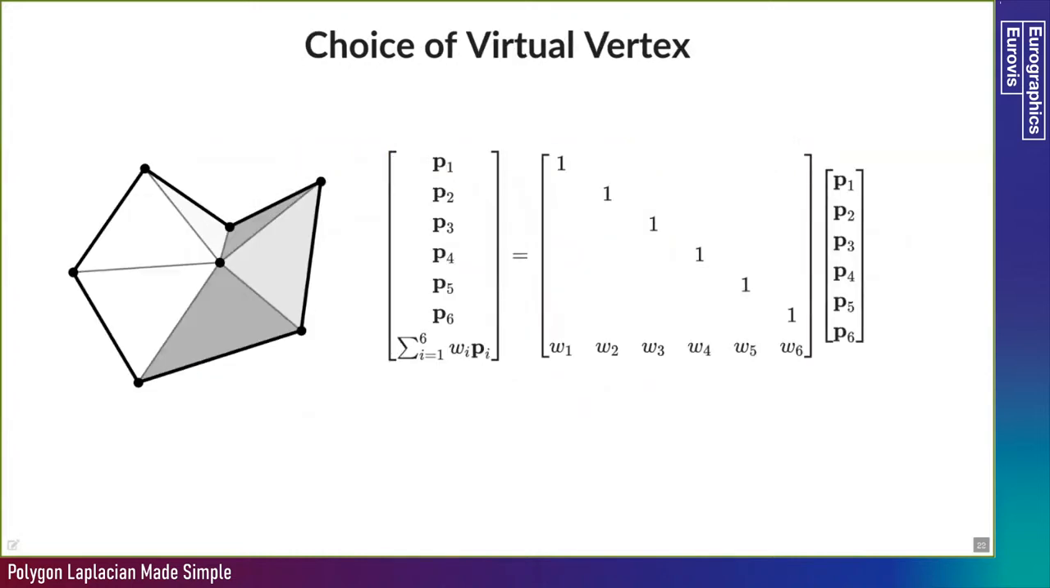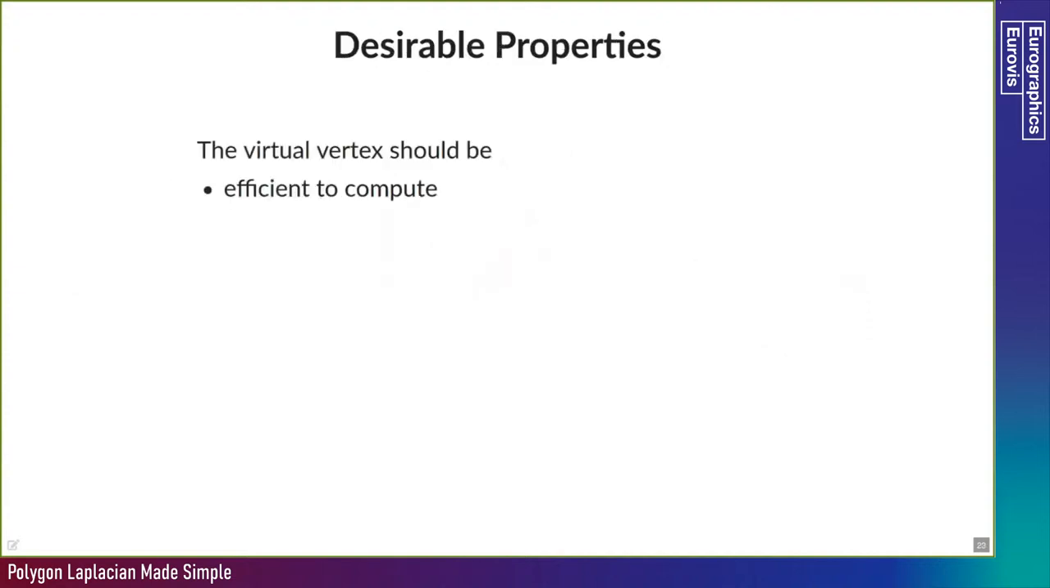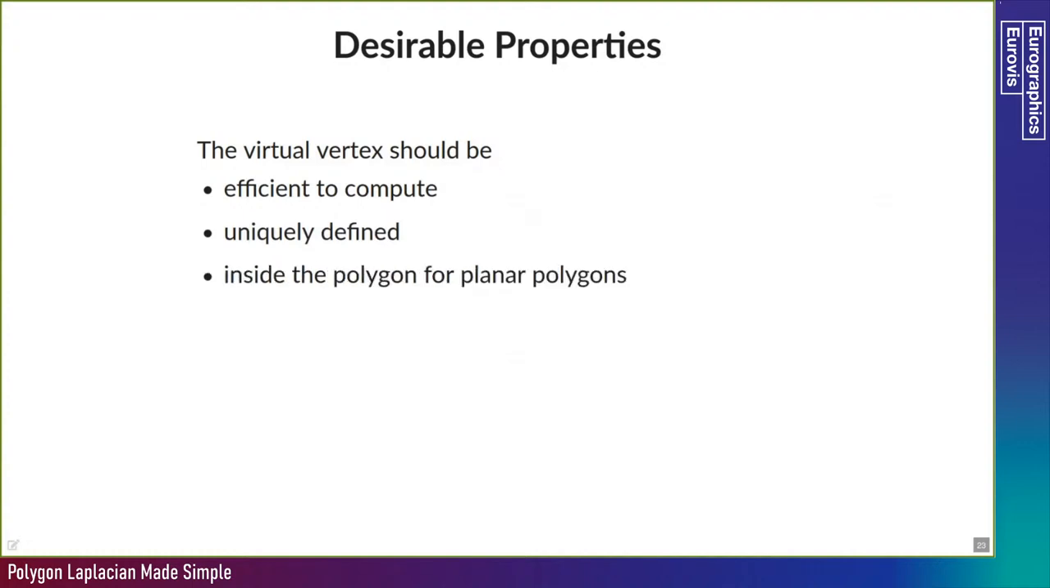The one question remaining is how to define the weights for the virtual vertices. As mentioned before, we want to define a prolongation matrix, but there are many different possibilities to choose for an affine combination. So, what do we want? We want the vertex to be easy to compute, as we have to do it for every face within the mesh. Additionally, it should be unique, as well as inside the polygon in the planar case. This avoids undesirable triangle flips. For the last point, one of the previously mentioned properties of the Laplacian is linear precision. We can only guarantee this for our operator if the vertex is an affine combination, or at least an affine combination, of the face's vertices. So, as often mentioned before, this must be a given.